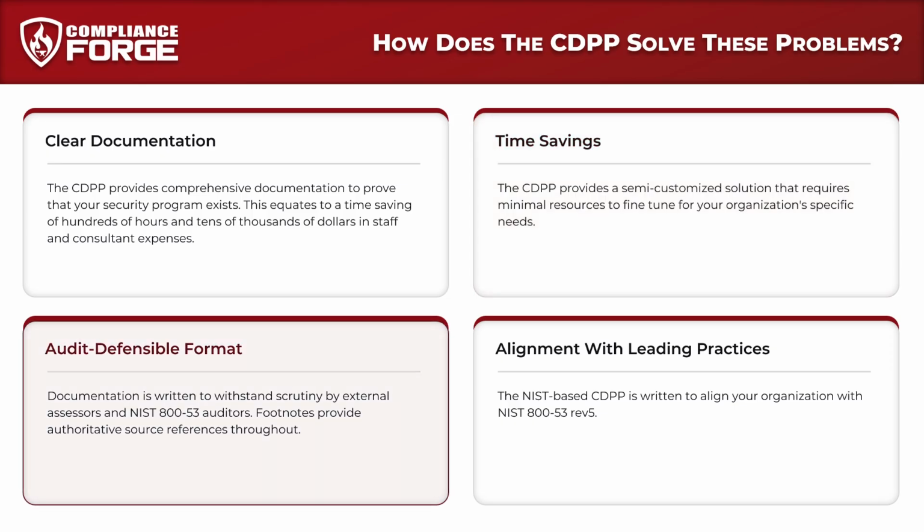The third is an audit-defensible format. Documentation is written to withstand scrutiny by external assessors and NIST 853 auditors, with footnotes providing authoritative source references throughout.